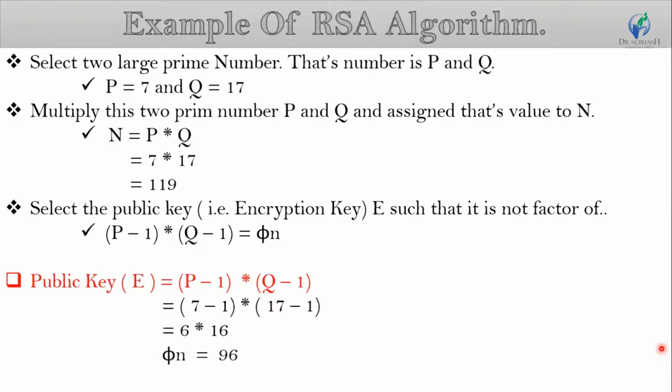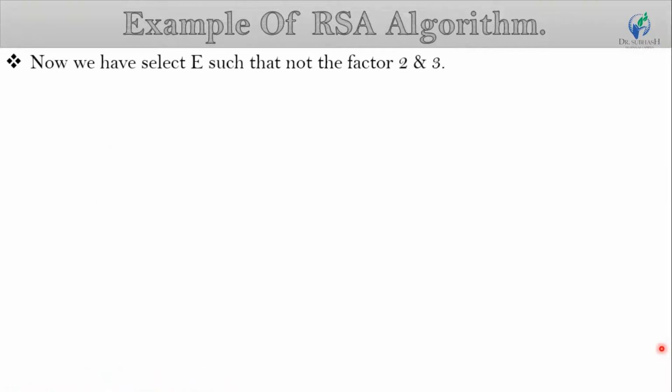Now, we find out the factors of 96. So, the factors of 96 are 2, 2, 2, 2, 2, 3. Meaning 5 times 2 and 1 time 3. So, now we select E such that it is not a multiple of the factors 2 and 3. So we select 5 as the value of E.